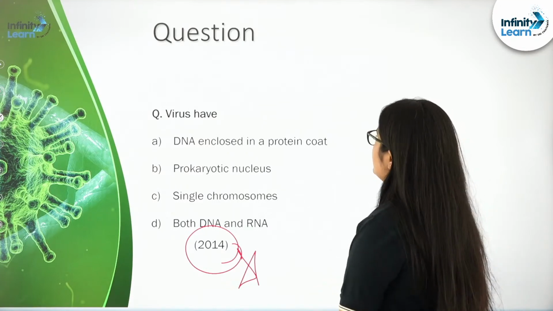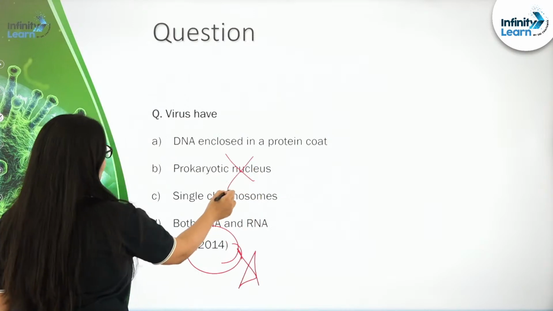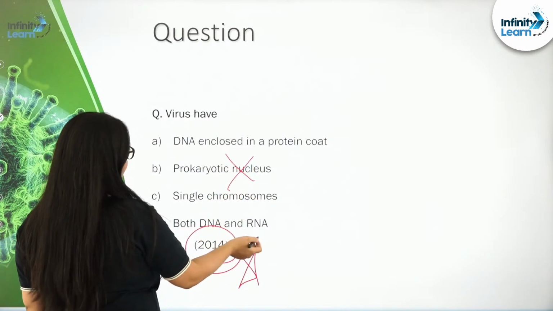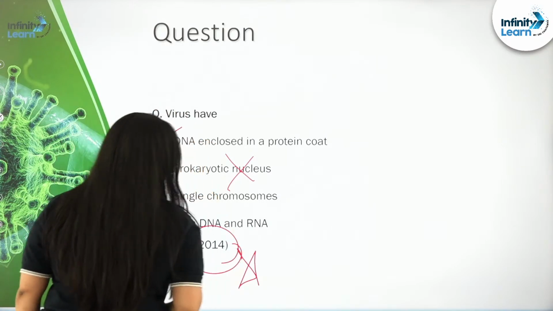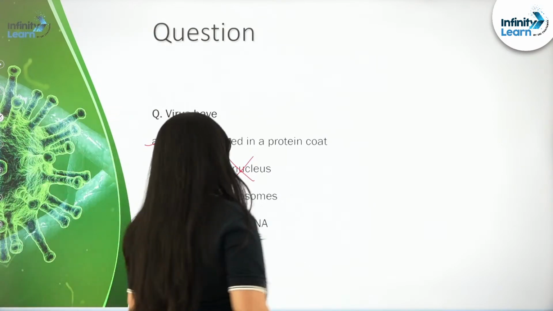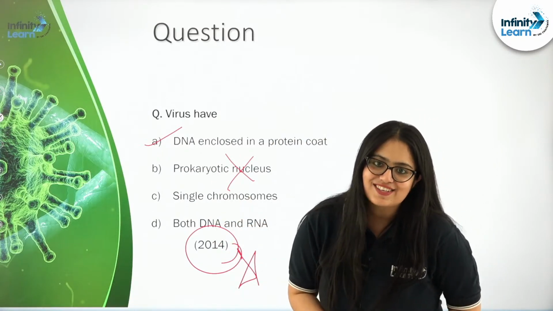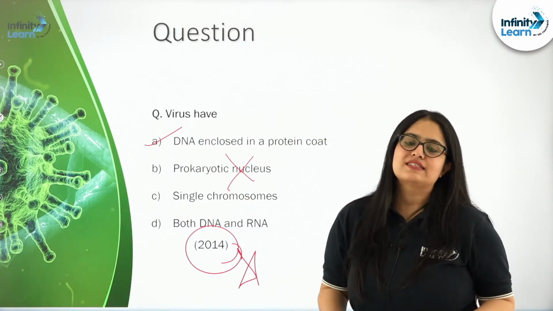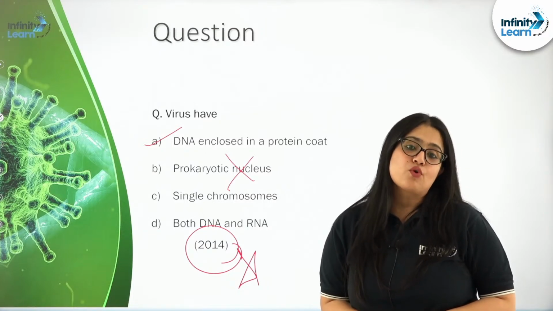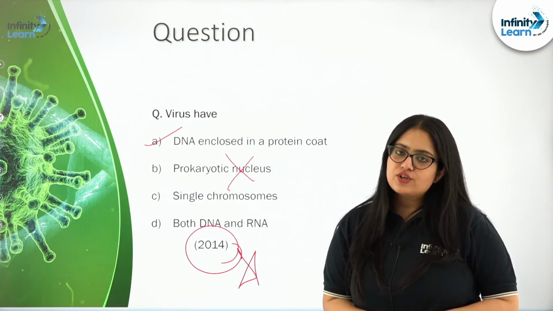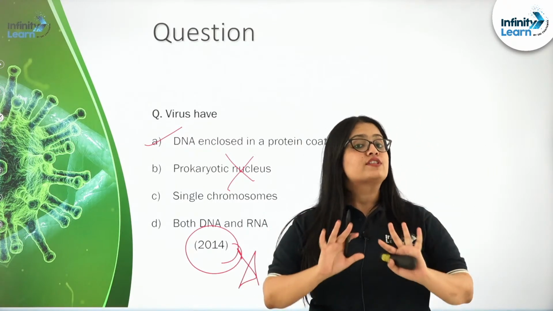Viruses have what? Viruses have a prokaryotic nucleus? No. Single chromosome? Both DNA and RNA? Simple, students. Viruses possess DNA enclosed in a protein coat. Although these options are not exactly correct, this question was asked as it is in NEET 2014. So we need to provide the most appropriate answer. Although it is true that viruses can possess either DNA or RNA, obviously not both.